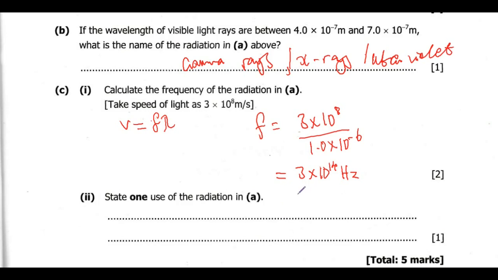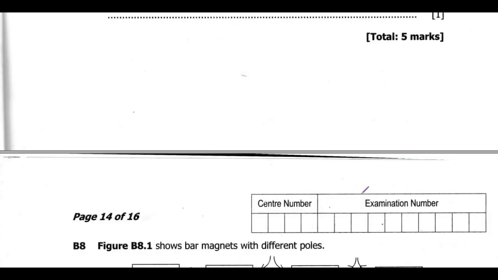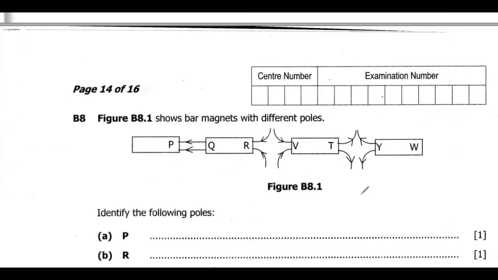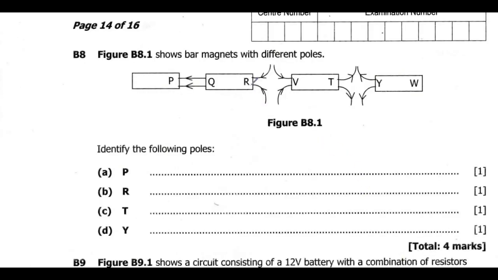So they're used as disinfectants. And then we go to pH. Figure 8.1 shows bar magnets with different poles. So P, Q, and R, B, T, Y, W. Identify the following poles. Okay, so we know unlike poles attract, like poles repel.